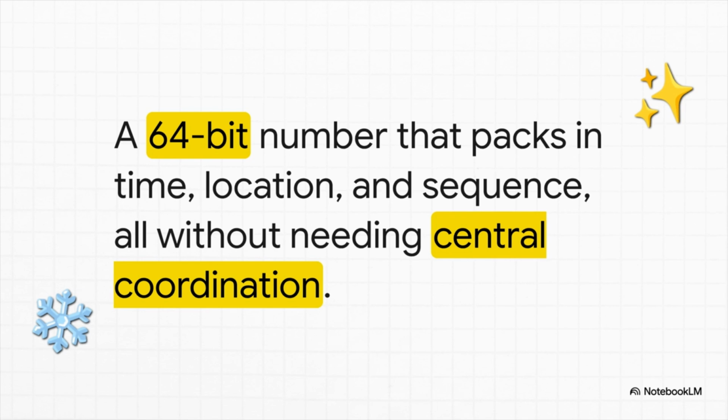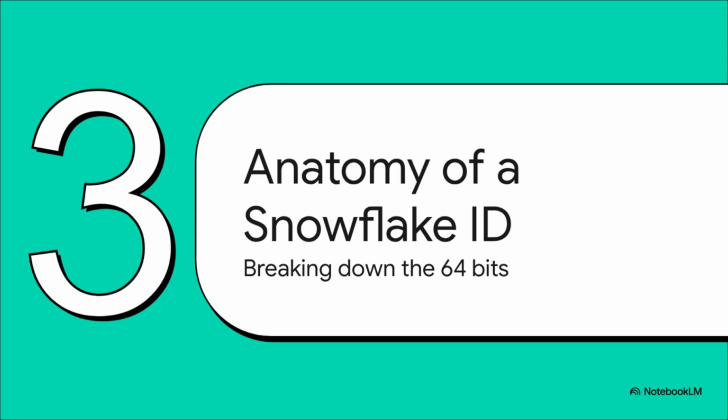And it does all of this without servers ever having to talk to each other. It's the best of both worlds. You get the independence of a UUID, but with the sortability of a simple number. So how on earth does it do that? Let's pop the hood and take a look at the anatomy of a Snowflake ID. We're going to break it down piece by piece, and you'll see it's actually incredibly clever.